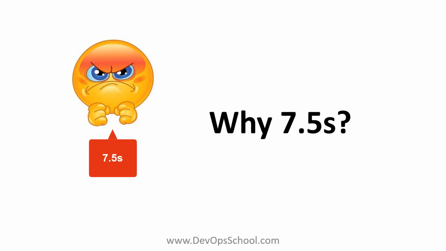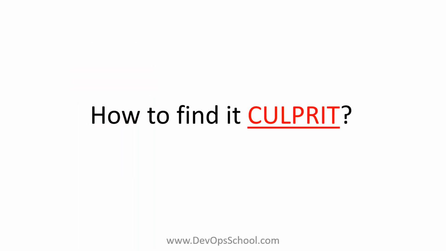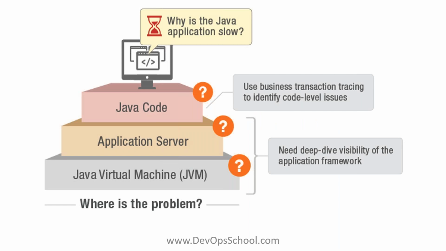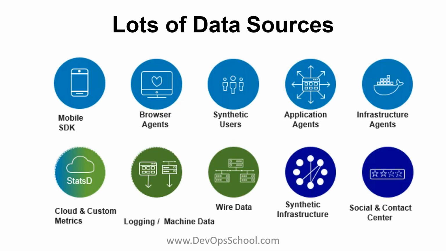Yeah, Rajesh. So how do we find the culprit? Where is the problem? Is it in the JVM, the application server, the Java code, or the network? Where exactly is the problem? We need to find out.